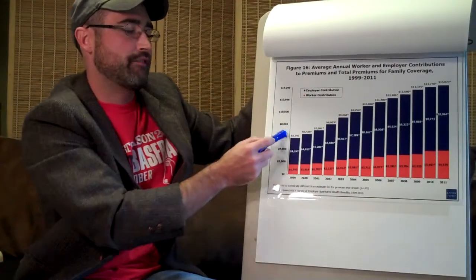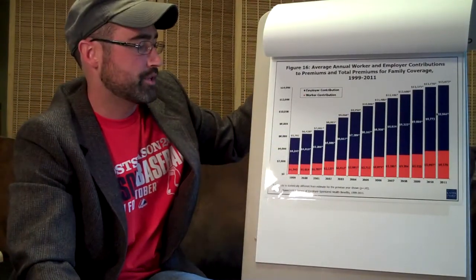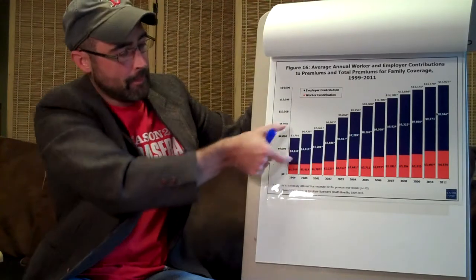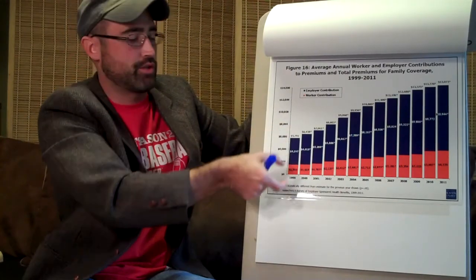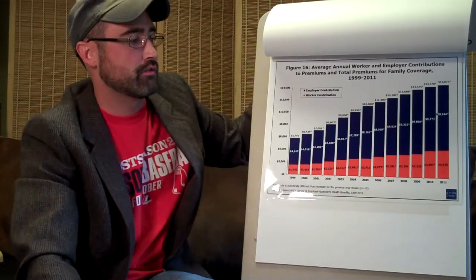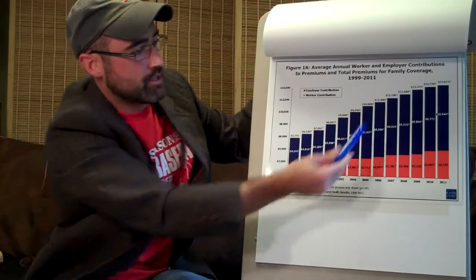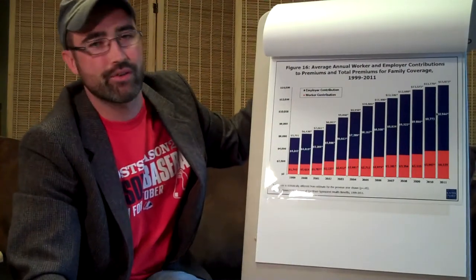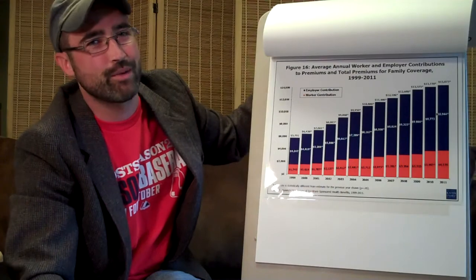In 1999, a family health insurance plan was $5,791. Dark blue shows employer contribution, orange shows individual contribution. It's risen to $15,000 by 2011. You know, what's keeping it in check?